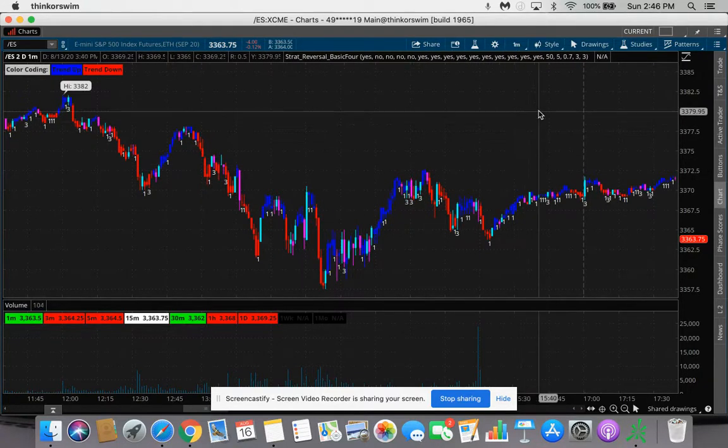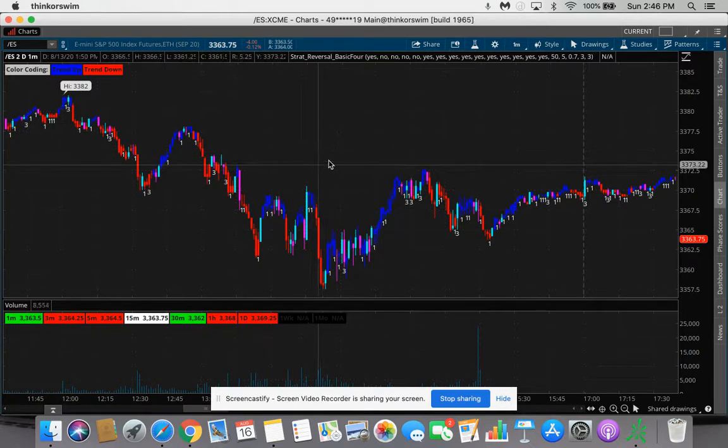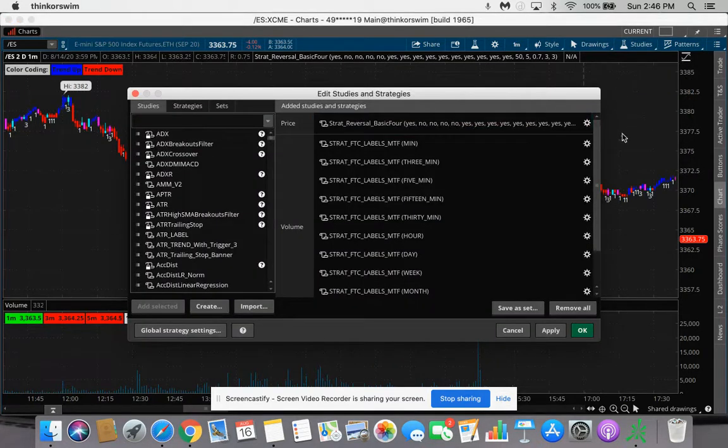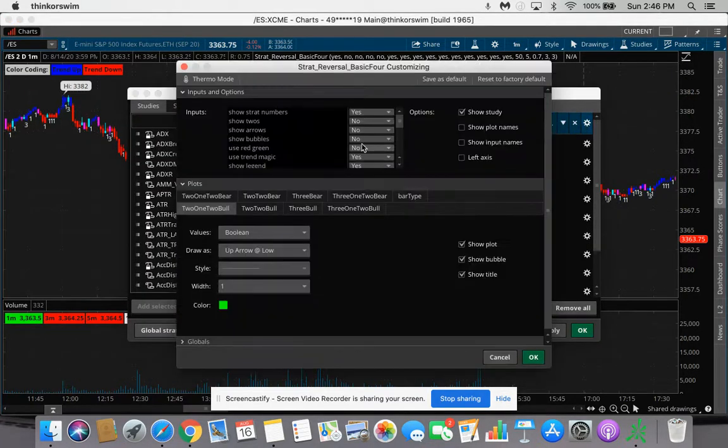I don't know who wrote that code, or else I would have credited them, but it was out there open to the public, and other people use it in other indicators. I thought I'd throw it into this one, but it seems kind of superfluous, so I don't really use Trend Magic anymore. We'll just turn that off, and we'll use red-green, which is the color system that I mentioned before.